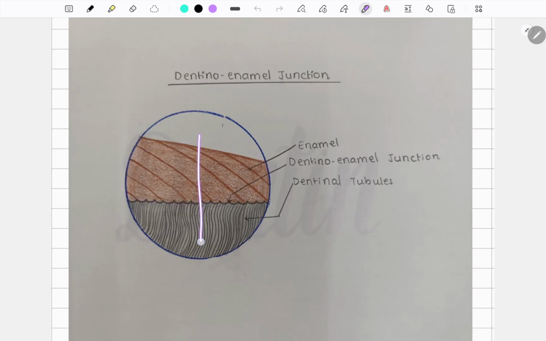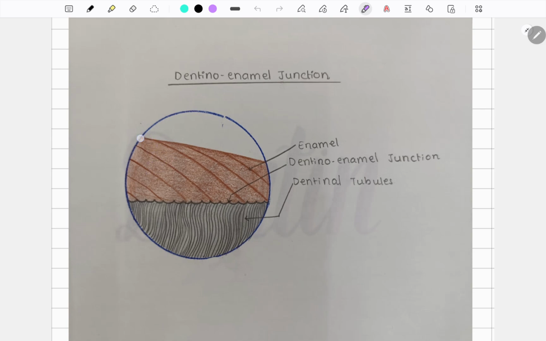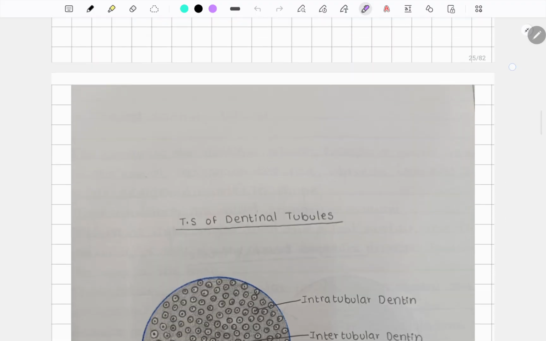But if dentine is shown more, like if this is the slide and over here dentine is shown and only this much is enamel, then it will be related to dentine. But if this much of enamel is shown only, and only a little bit of dentine can be seen, then it will be related to enamel. You need to remember that.